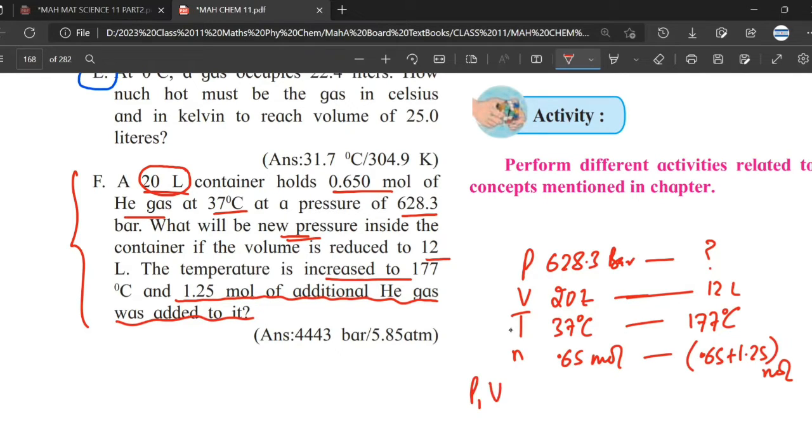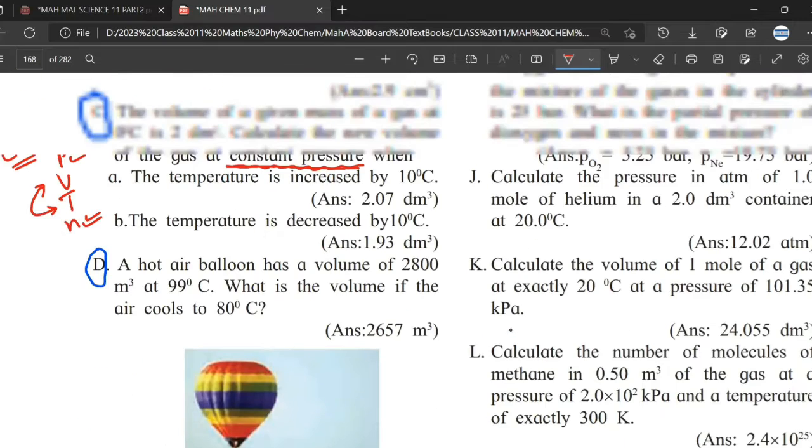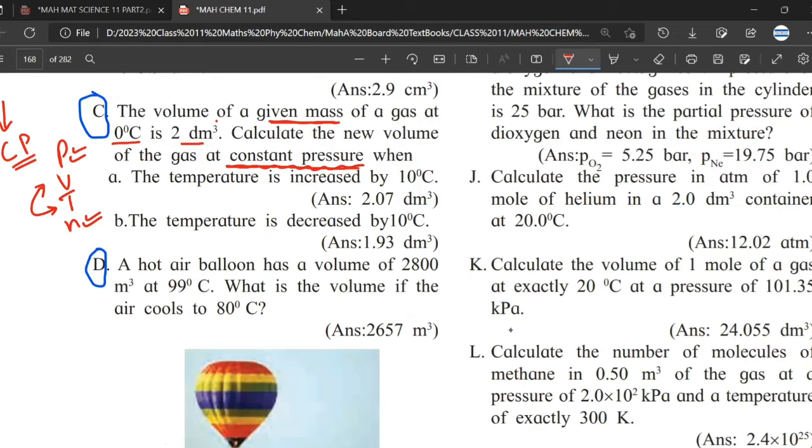So here the state 1 is P1, V1, T1, N1 and the state 2 is P2, V2, T2, N2. So you need to be very clear when you are doing exam because in an exam they will give you all kind of numericals. So you won't be aware that which law is applicable. So you have to study the numerical very closely. Have you understood what I'm saying? Yeah.